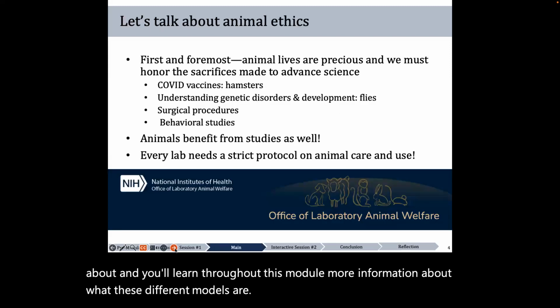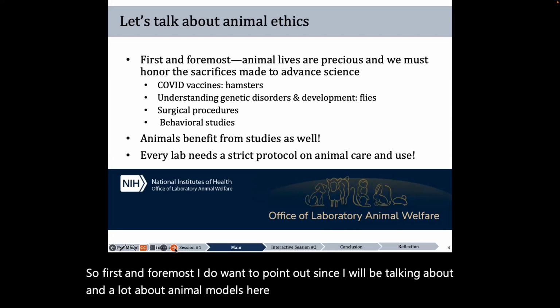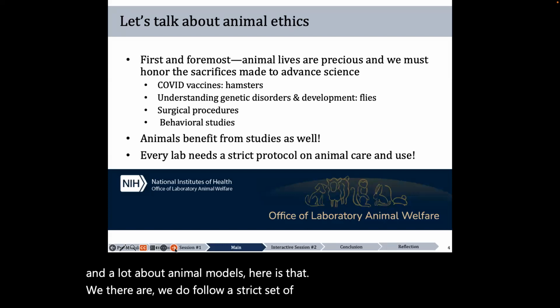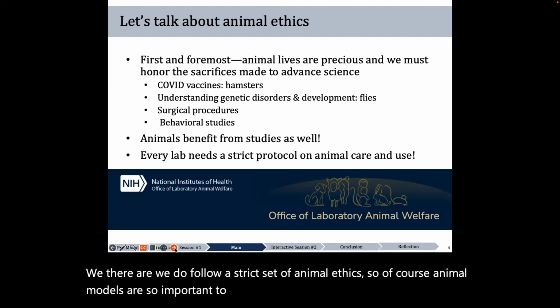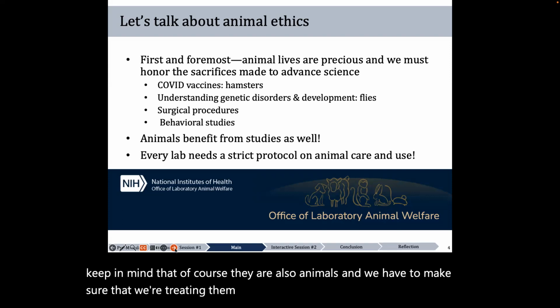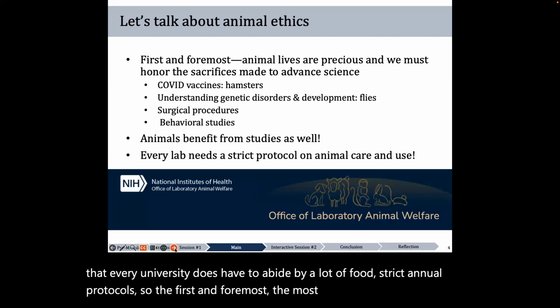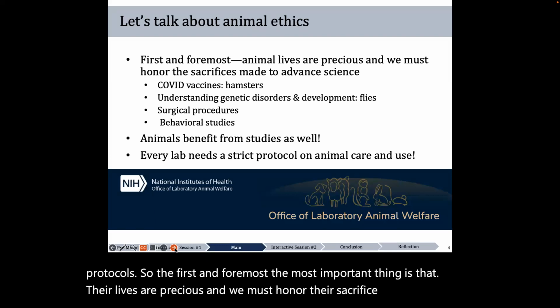First and foremost, since I will be talking a lot about animal models here, I do want to point out that we follow a strict set of animal ethics. Of course, animal models are so important to the advancement of science, but we have to keep in mind that they are also animals, and we have to make sure that we're treating them with respect. Every university has to abide by strict animal protocols. The most important thing is that animal lives are precious and we must honor their sacrifices made to advance science.